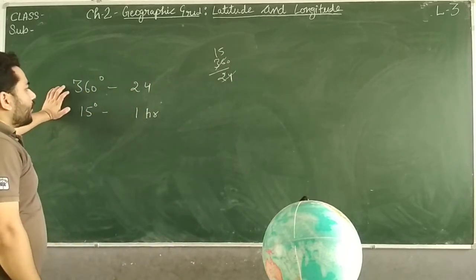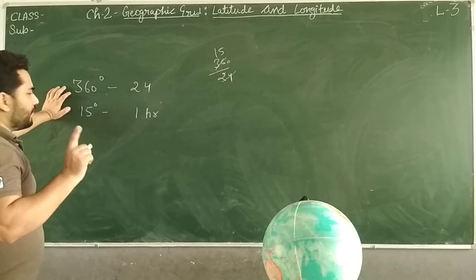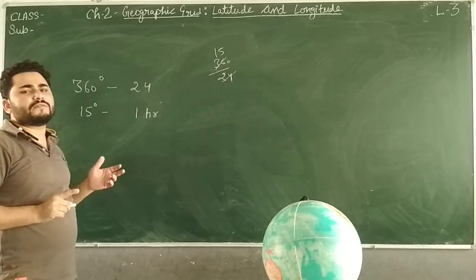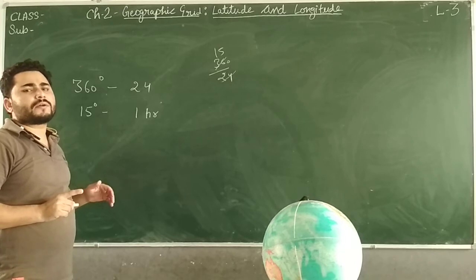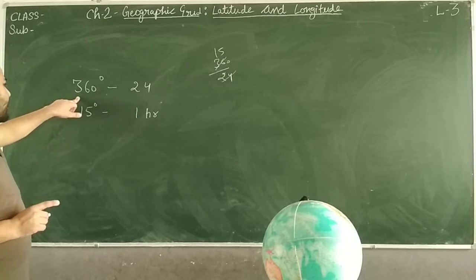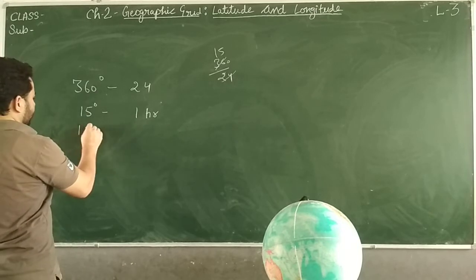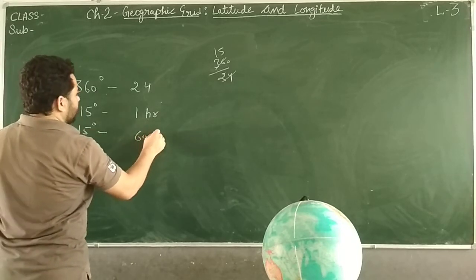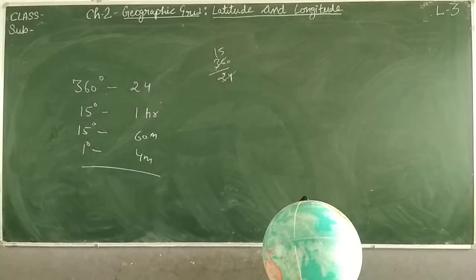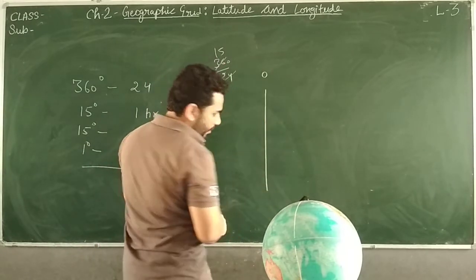So it means in 24 hours the earth completes one rotation of 360 degrees, and in 1 hour there will be only 15 degrees of rotation. Or you can say the time for 360 degrees is 24 hours, and for 15 degrees is 1 hour, which is 60 minutes. So you can say 1 degree is 4 minutes.